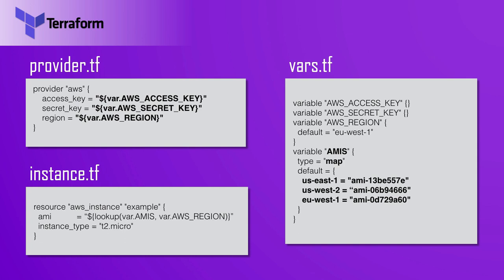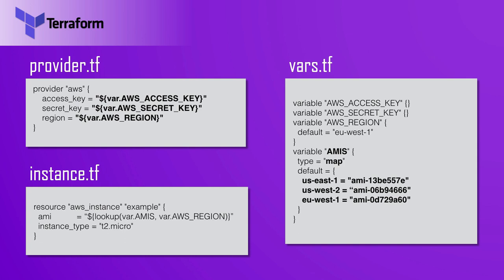ID. So what's going to happen if you take another look at instance.tf, where we do the lookup, we see we have two parameters that we pass. The first parameter is the variable itself, AMI, and the second parameter is the key that you want to look up. In our case it is AWS region, right? If the region is, let's say, eu-west-1, then this AMI value is going to be ami-0d729a60, which is the value of eu-west-1 in our map.